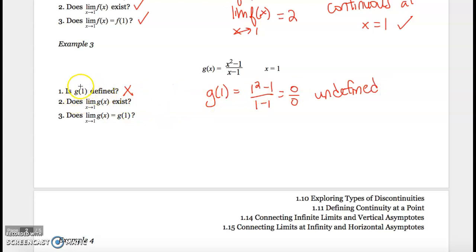When you're literally just plugging values into a function, we don't try to factor, we don't try to do anything. You just have to see what your answer is automatically. The only time that we would move past this is if we're trying to find the limit, but here we're not trying to do that. We're literally just plugging 1 in and seeing what we get. Because g of 1 is not defined, we would say that this is not continuous, or it has a discontinuity at x equals 1.